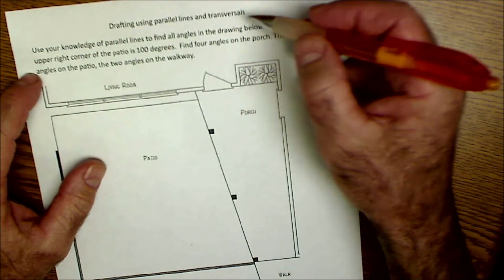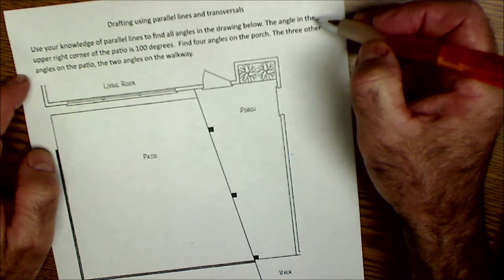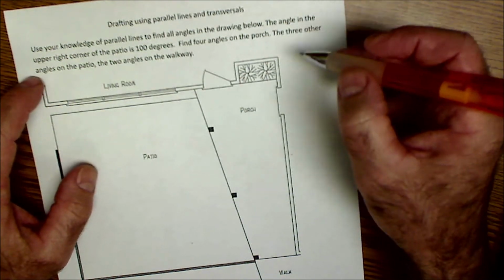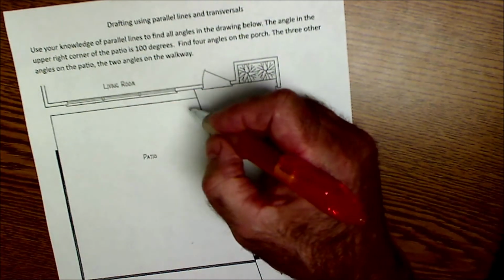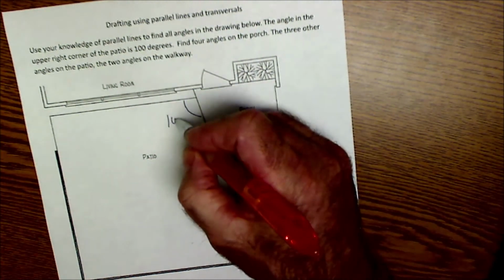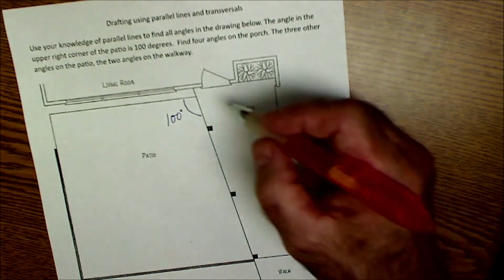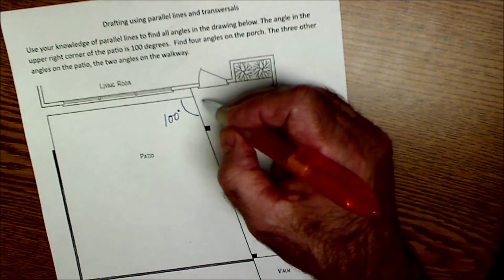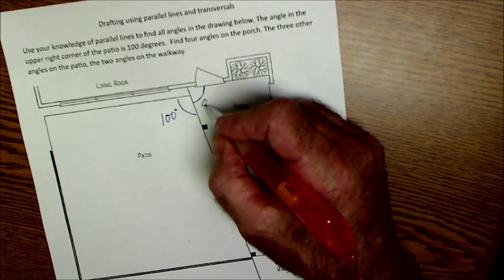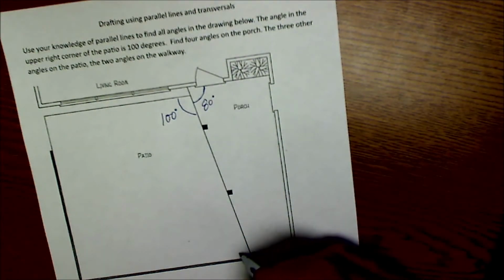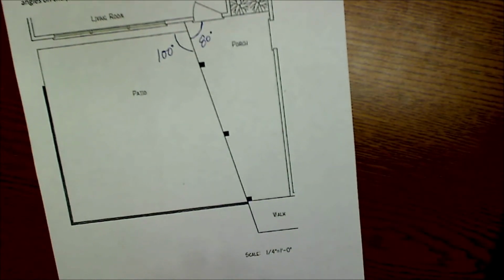Drafting using parallel lines and transversal. Use your knowledge of parallel lines to find all angles in the drawing below. So the angle in the upper right corner of the patio is 100 degrees. So I have that. Find four angles on the porch. Well, if this right here is 100, this right here is a supplement of that, of 80. And then I could figure out this angle, and I could find the rest of the angles there. And here's 1/4 inch equals a foot.